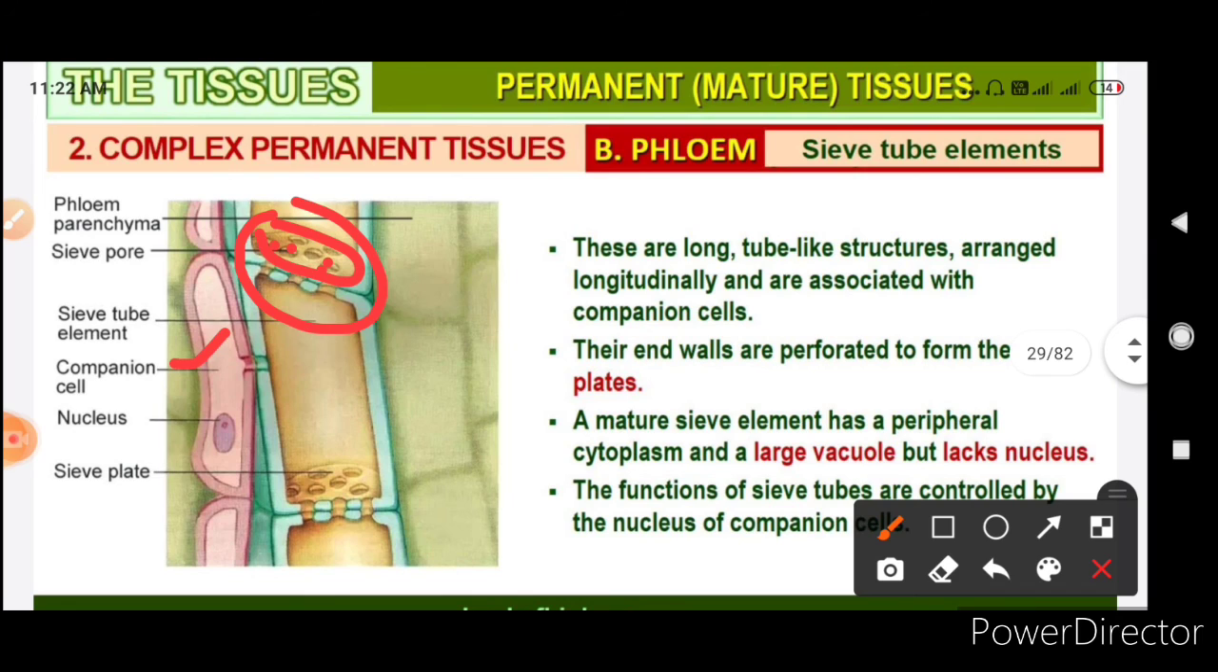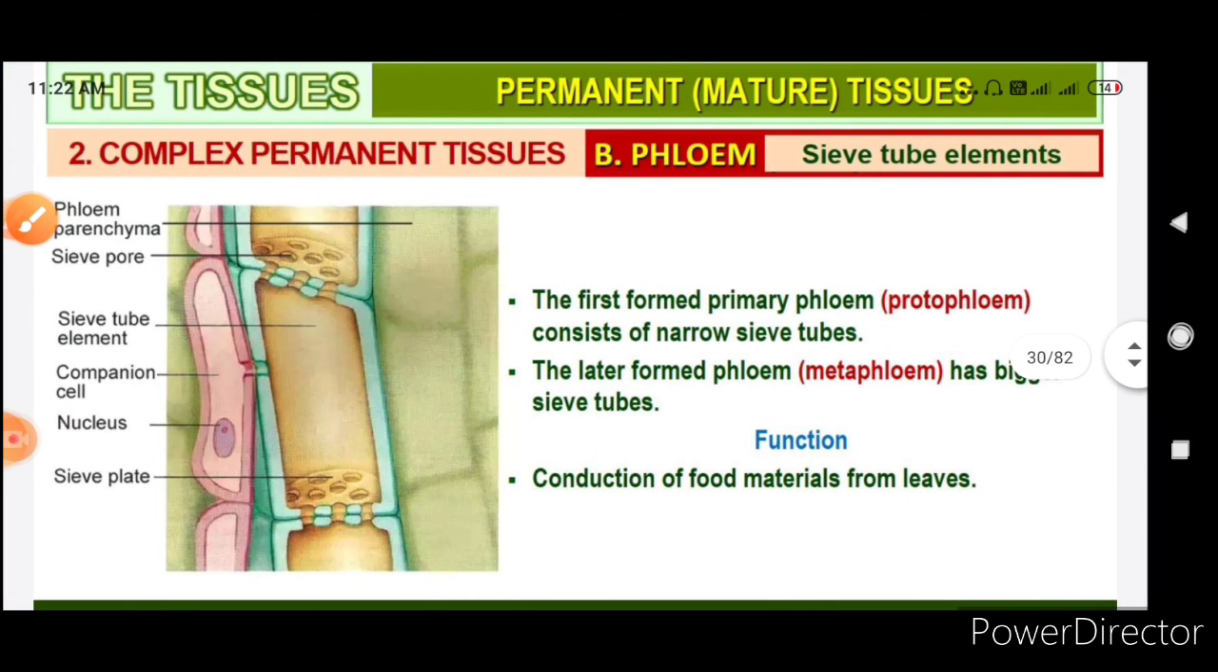Okay, and it is made up of cytoplasm and a large vacuole, but the nucleus is not there. So the companion cell nucleus will control the functioning of this sieve tube. You have to remember here that the functions of the sieve tubes are controlled by the nucleus of the companion cell.